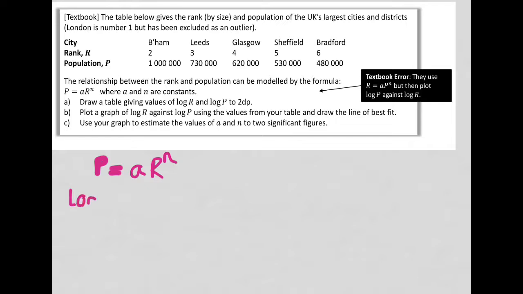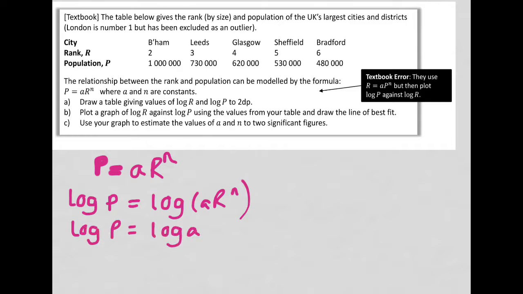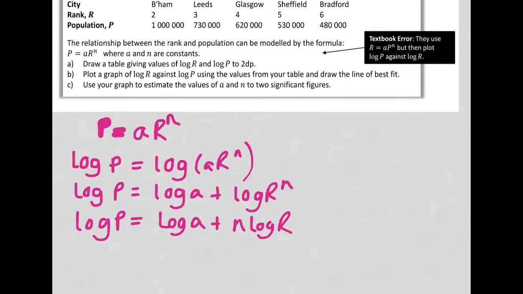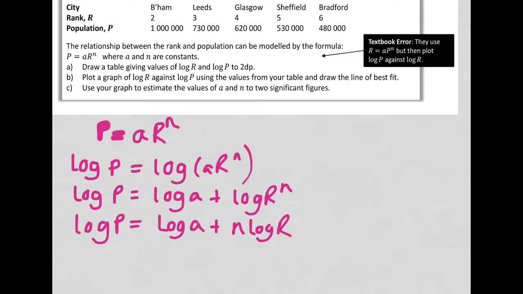So log of P equals the log of A R to the n. Using my log rules, that would be the log of P equals the log of A plus n log R. Now, when I'm doing this, I need to work out what my two variables are. And remember, they are the P and the R, and both of those are logged.